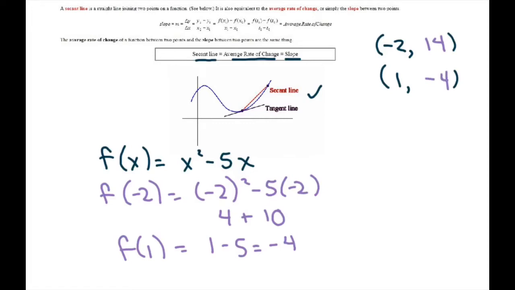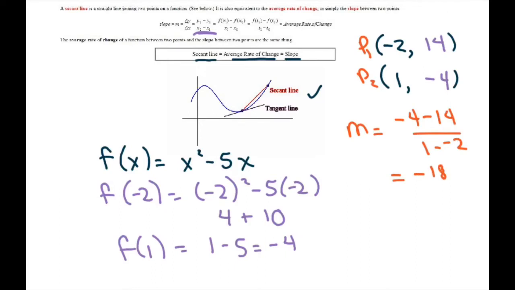All right, and then to get your slope, you just have to plug that in. We can call this point 1 and point 2. So our slope is going to be -4 minus 14 divided by 1 minus a -2. So this is going to equal -18 divided by 3, which is -6.